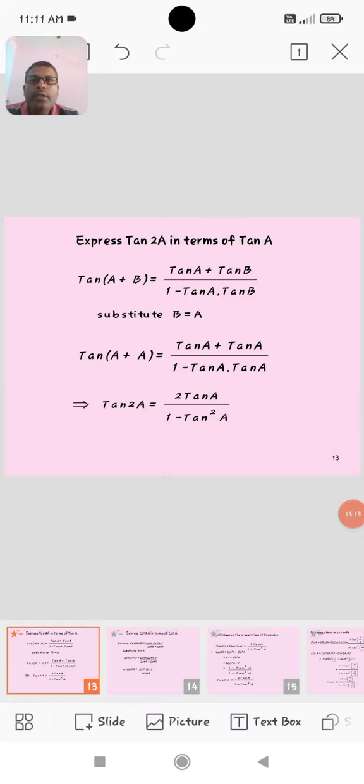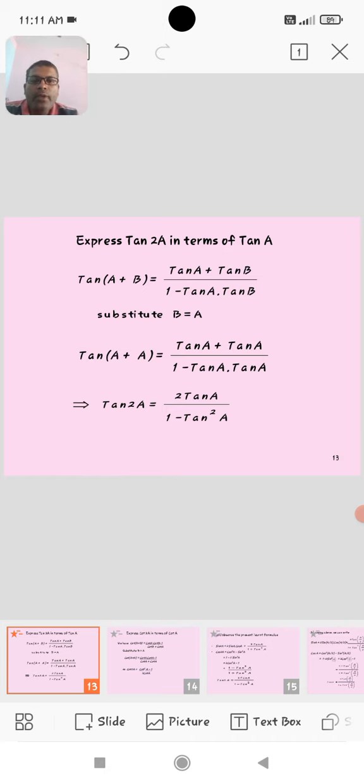Now express tan 2a in terms of tan a. We know that the formula is tan of a plus b is equal to tan a plus tan b divided by 1 minus tan a into tan b. Substitute b is equal to a. Now tan of a plus a is equal to tan a plus tan a by 1 minus tan a into tan a. That is tan a plus a is equal to tan 2a.